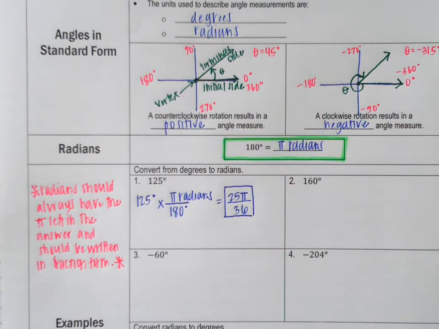Okay, so what I want you to do is pause me right here and try number 2 on your own. So pause and do 2 on your own and then come back and check your work.